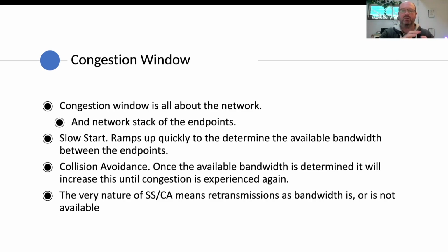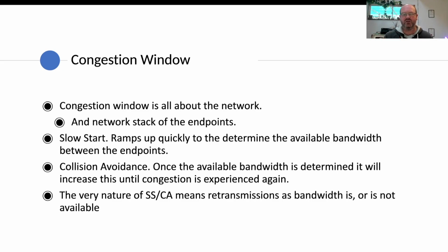To the amount of outstanding data that the congestion window can send. The maximum amount of outstanding data on the wire is going to be the lower of either the congestion window or the receive window, because the receive window is all about the host, and the congestion window is all about the network congestion.